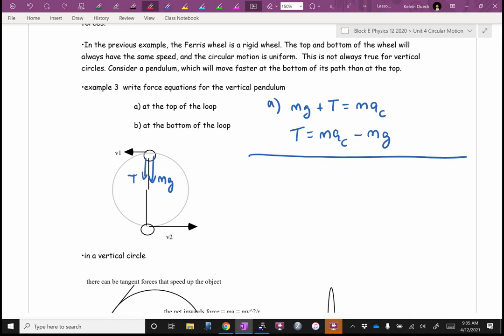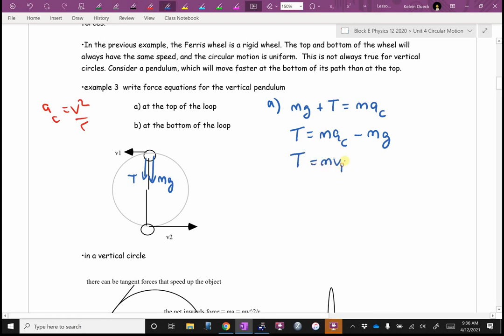What about at the bottom? Well, let's write an equation. What are the forces acting on it at the bottom? Oh, by the way, sorry, we can do one more thing. It says V1 right here, so I could actually bring in the fact that AC equals V squared over R. So at the top, it would be MV1 squared over R minus MG.